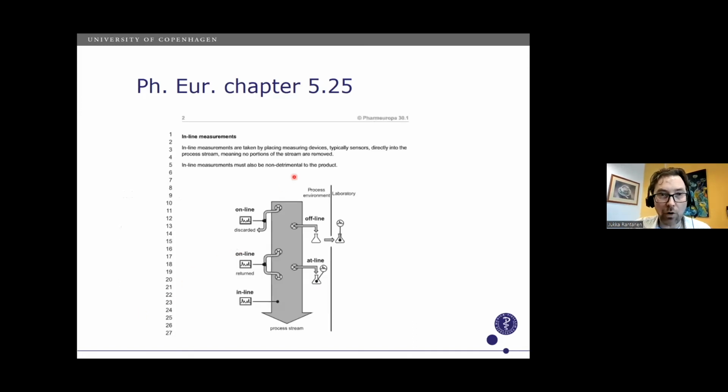And here's a visual presentation from that pharmacopoeia chapter of these measurements. So for example, inline is visualized here where the probe is touching the process stream. And then this gives you a visual presentation of what these different terms mean. But please read this pharmacopoeia chapter to get more examples.